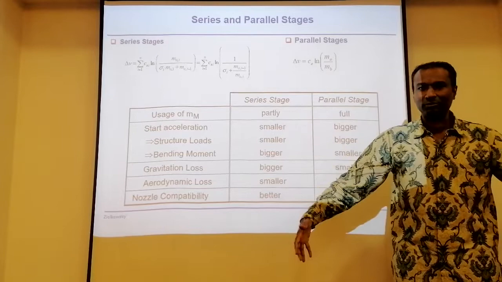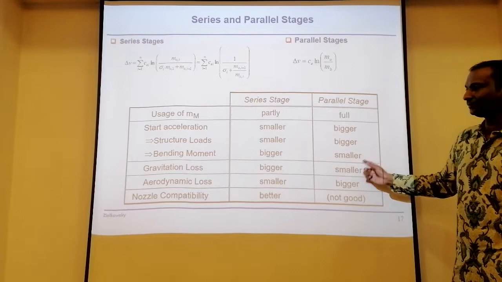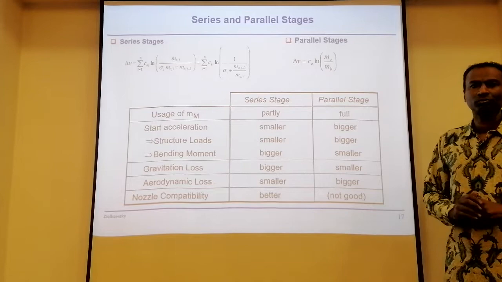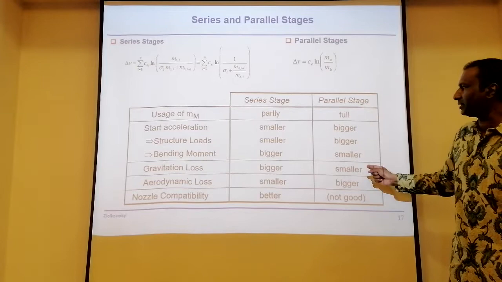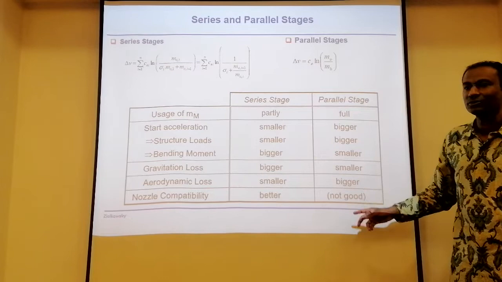Bending moment is obviously bigger for series, because the series stage tends to be taller compared to the parallel stage. Gravitational loss is bigger for series. Why? Because you are very slow getting out of planet Earth, so obviously you are going to have bigger loss. With the parallel stage, your gravitational loss is smaller because you are trying to get up fast. Aerodynamic loss is smaller for series because there's only one cylinder. With the parallel stage, you are side by side, so you end up having more aerodynamic loss.